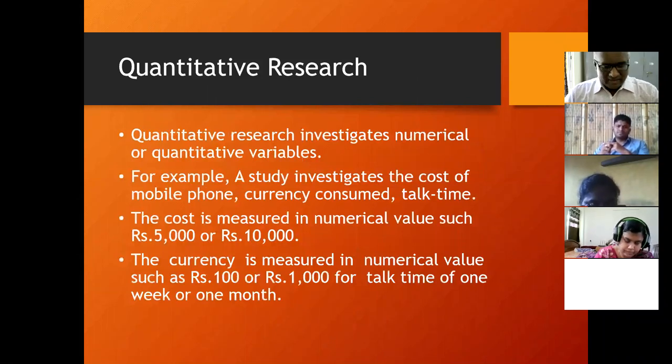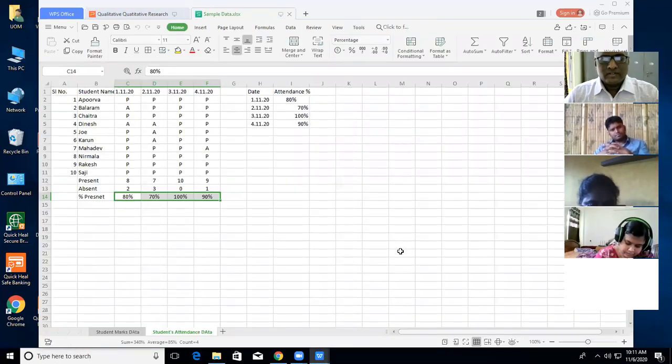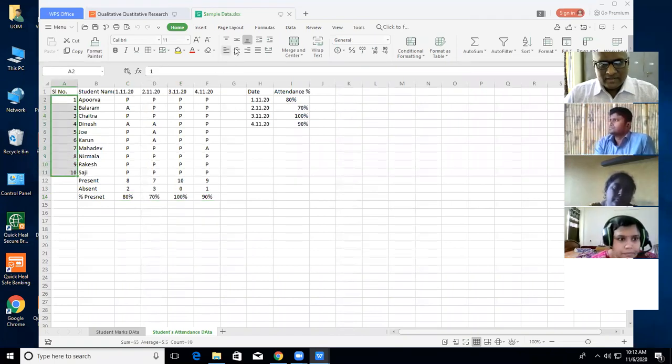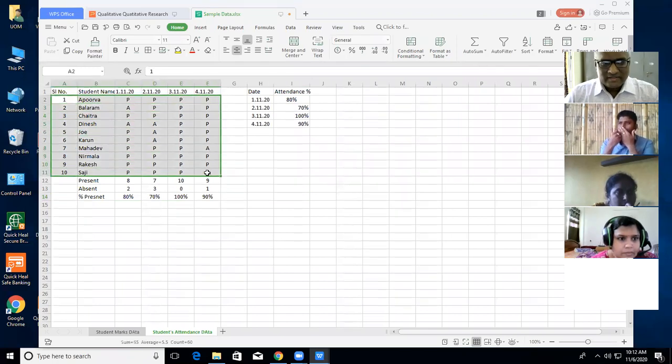Suppose we take an example. Can you see the MS Excel sheet here? I have written here serial number 1, 2, 3, 4, 10. 10 students are there. Students are Apurva, Balaram, Chaitra, Dinesh, Joe, Karun, Mahadev, Nirmala, Rakesh, Saji. These are the 10 students. I highlight this.